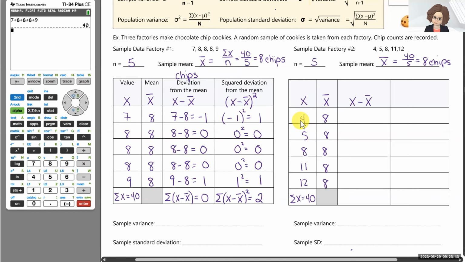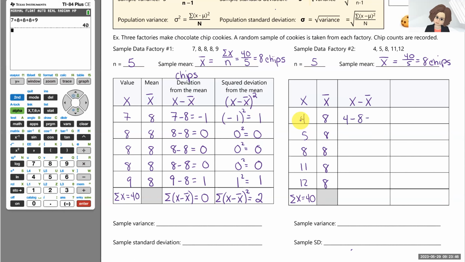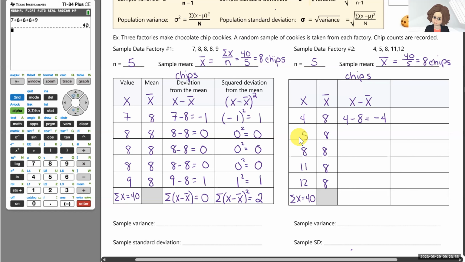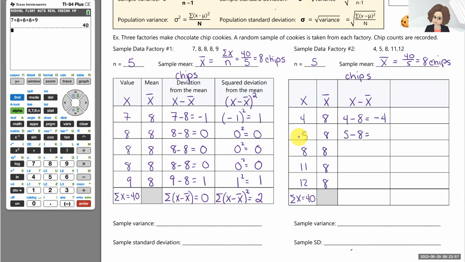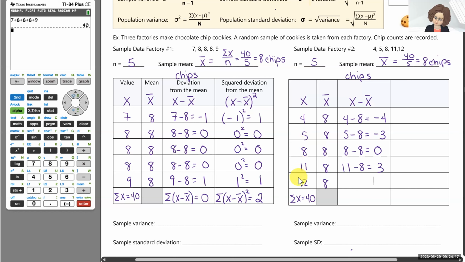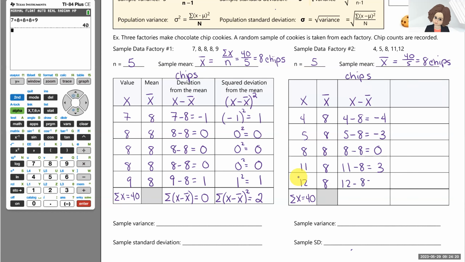So the cookie with 4 chocolate chips, if you compare it to an average cookie, that's -4. So that's 4 chips below average. 5 chocolate chips compared to the average, that cookie, -3, so 3 chips below average. Now the next cookie does have 8 chips, so there's no deviation from the mean there. And then the 11 chocolate chips minus the average, +3, so that cookie is 3 chocolate chips above average. And then finally 12 minus 8, that cookie is 4 chocolate chips above average.